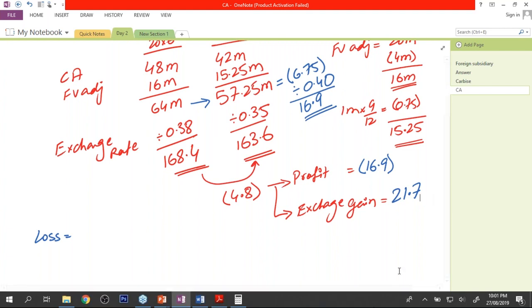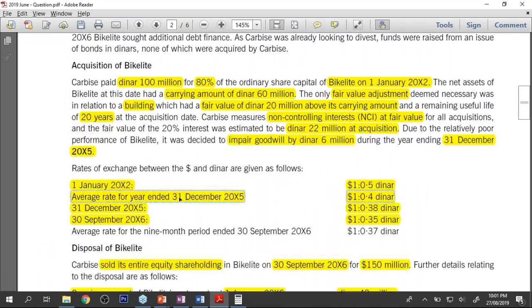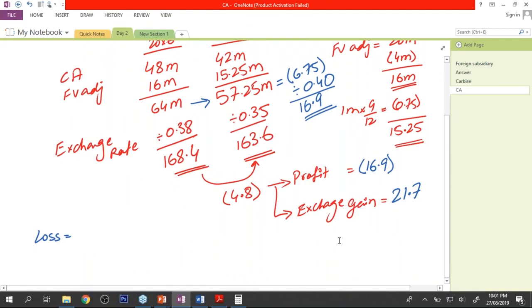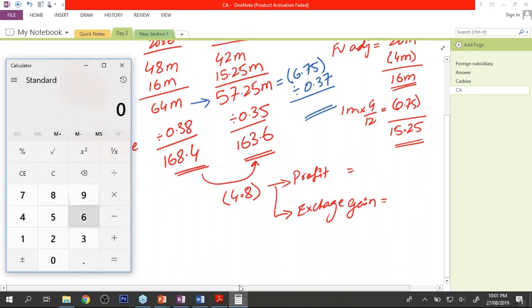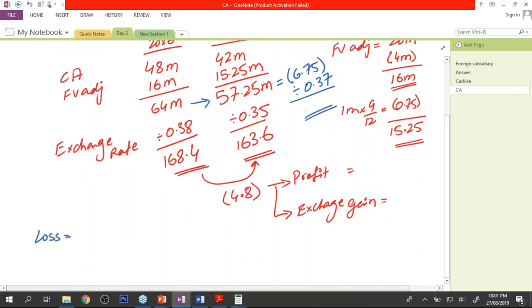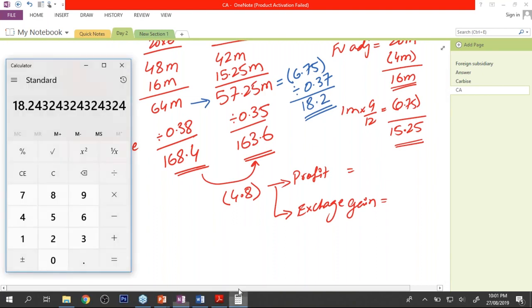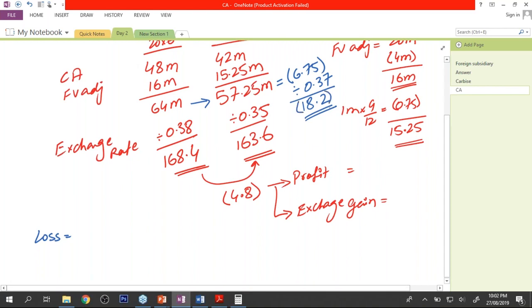Okay, there's one more problem, that we have incorrectly used the average rate of 0.4. Actually, the average rate which was to be used was 0.37. So let's correct that first, because this rate of 0.4 was in 2015. So let's check the correct rate. It's 0.37. So 6.75 divided by 0.37 is going to be 18.2, and this is a negative 18.2.